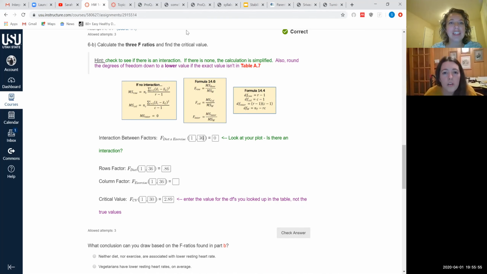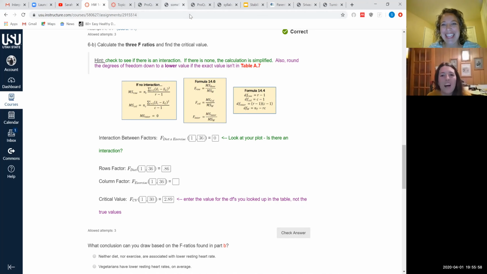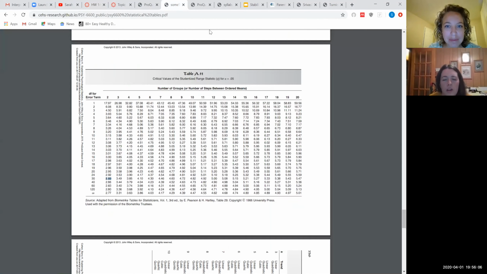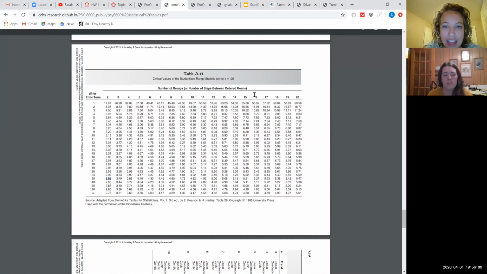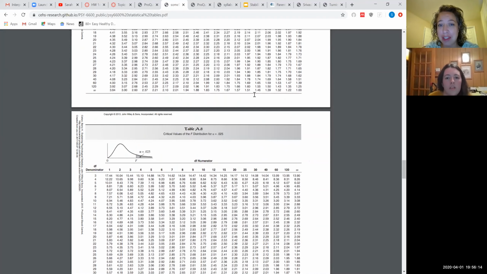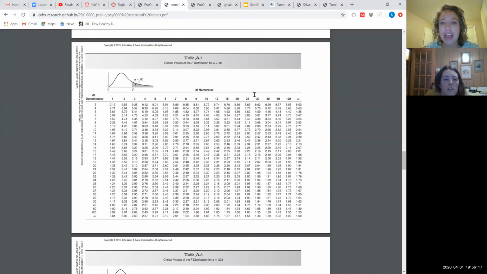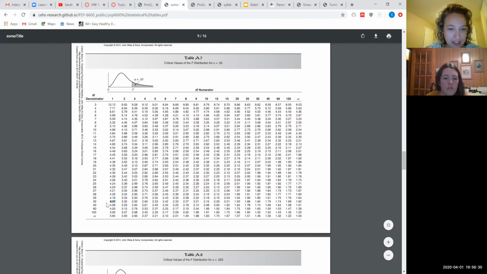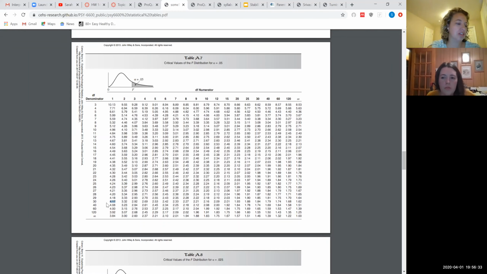Oh, here we go. Can you see that? Again, see this A7, that's the standardized range statistic Q. That's the wrong table, and that's what I had typed in originally. Steve pointed out the error. It should be A7 because this is the F distribution for alpha 0.05. So I'd go 1 and 30. 4.17 is the critical value.